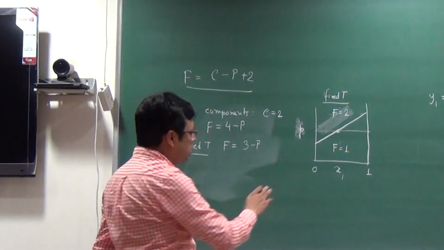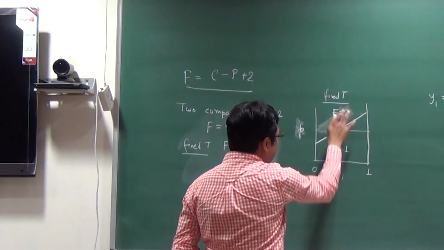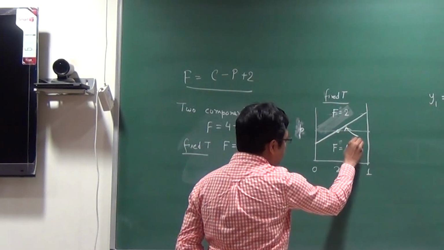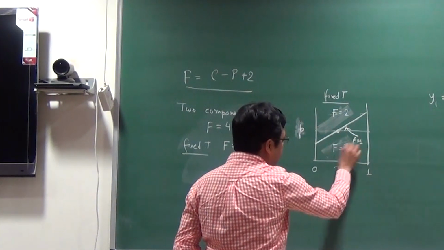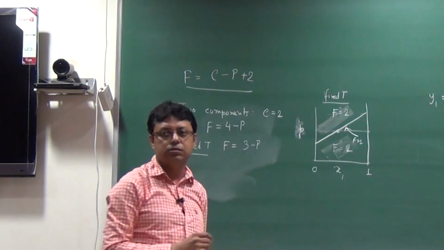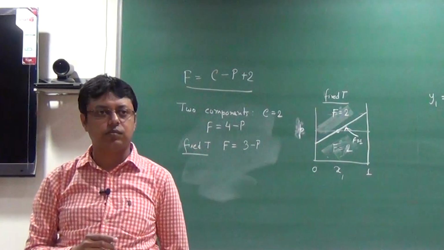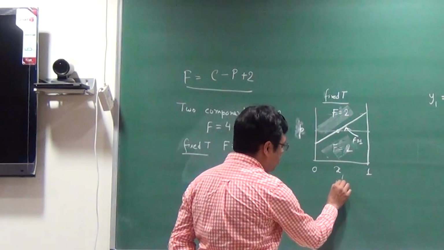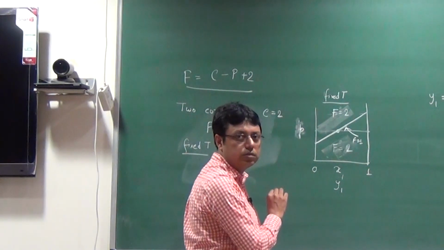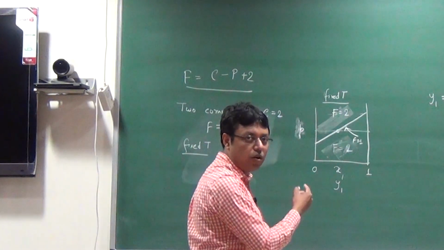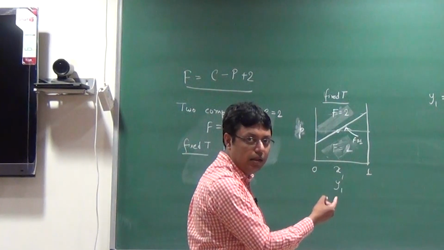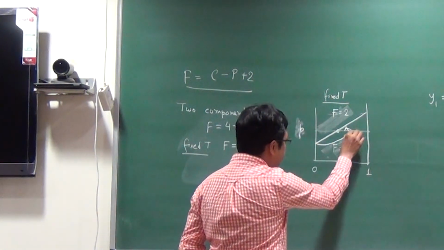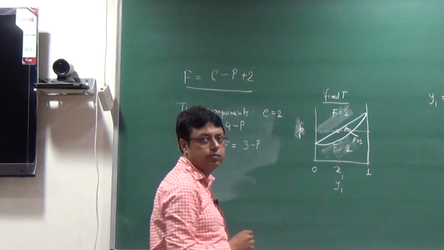Okay, but whatever it is, on this line F is equal to 1. But for the bulk phases, I'll always have basically F equal to 2. And then we said that I could actually plot the composition with respect to Y1 also, which is the mole fraction of component 1 in the vapor phase. But that is a very different curve, something like this.